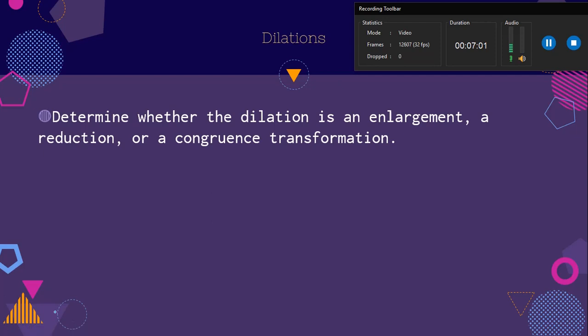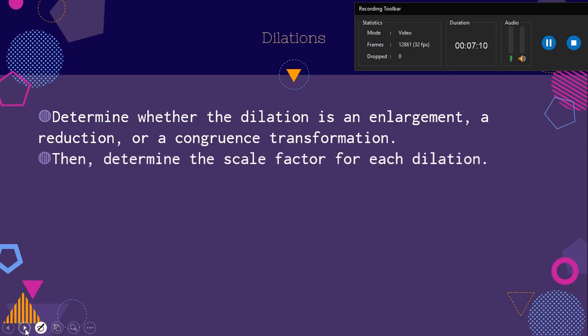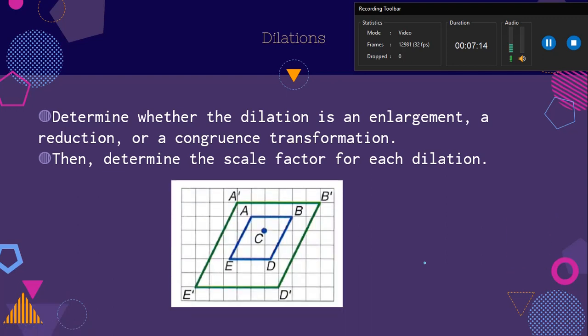So for this set of examples, we're going to determine whether the dilation is an enlargement, a reduction, or a congruence transformation. And then we have to come up with the scale factor. So in this first picture, we started with the blue quadrilateral and it turned into the green quadrilateral. So clearly we can see that that is an enlargement. So my dilation got bigger.